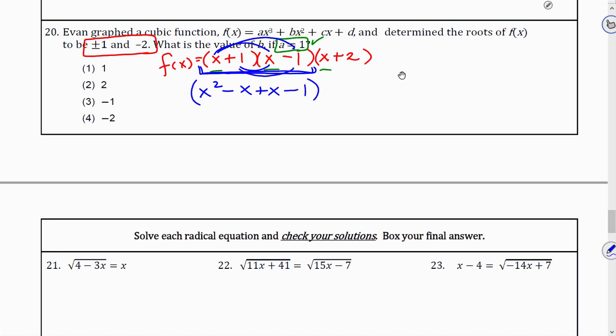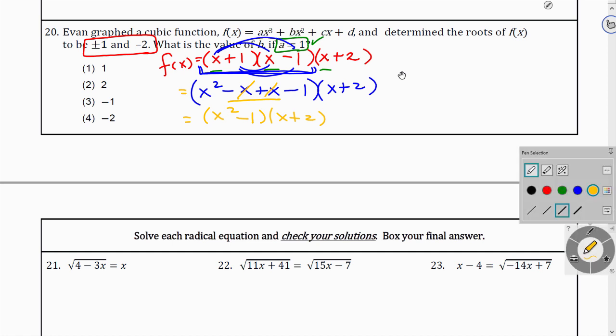And I still have my x plus 2. This simplifies these two terms. Let me change colors here. These two terms right here cancel each other out. Bam, bam. And I have x squared minus 1 and x plus 2. Now I'm going to keep writing going down, even though I'm kind of going to go out of the box, but I hope that's okay.